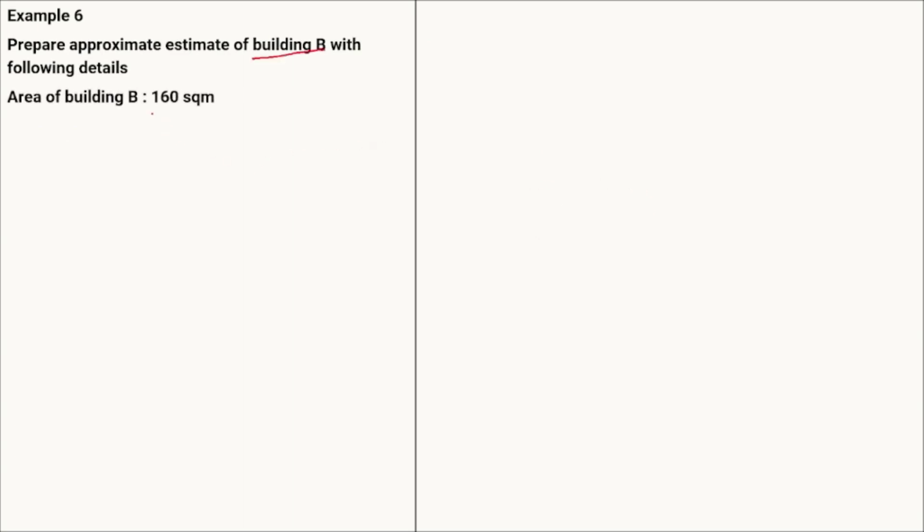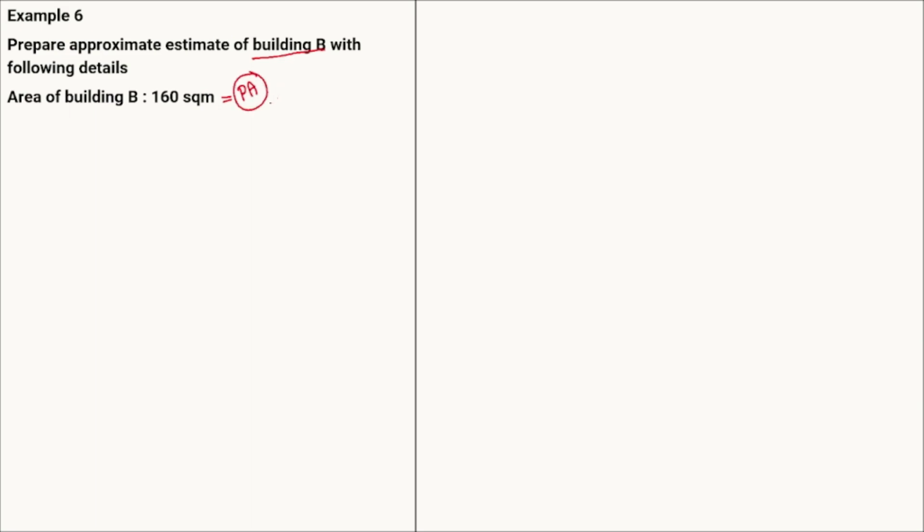Okay, next, numerical example number 6: prepare the approximate estimate of the building B with the following details. Our proposed building is building B. Next, the area of the building B is given. Whatever area of the building is given, if it is not mentioned whether it is a plinth area or a carpet area, in that case we directly assume it is a plinth area.